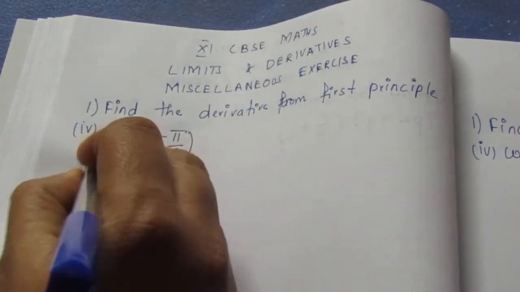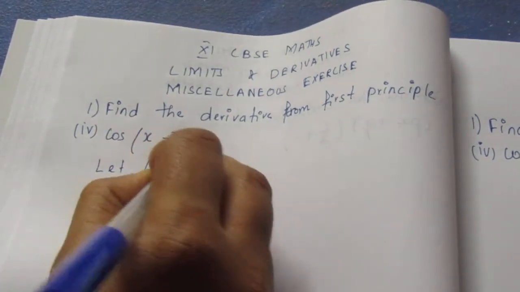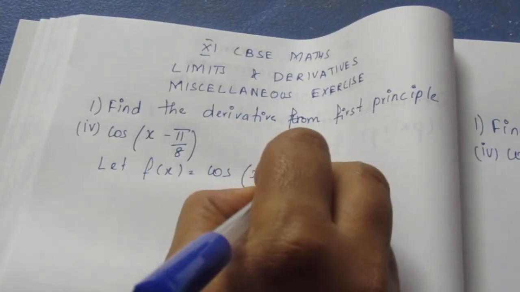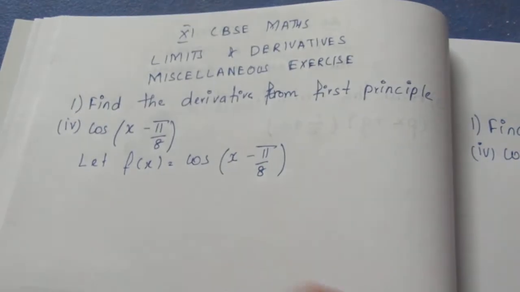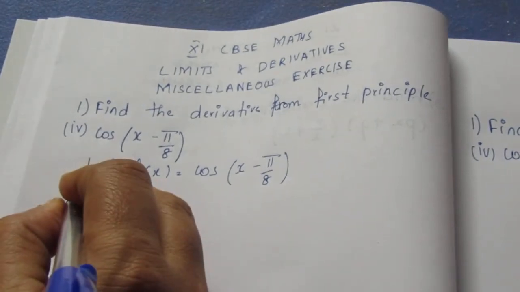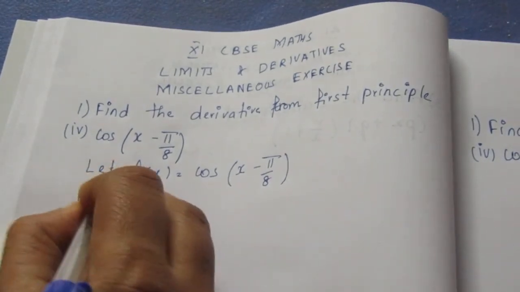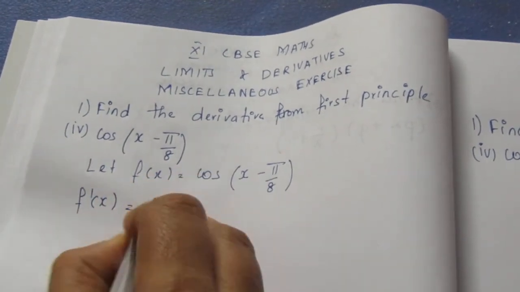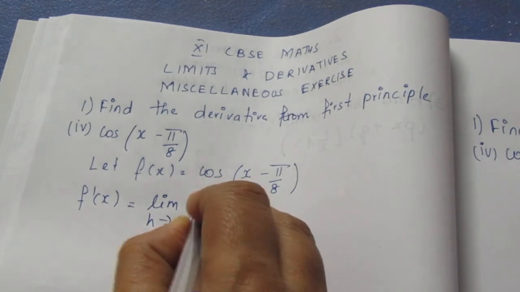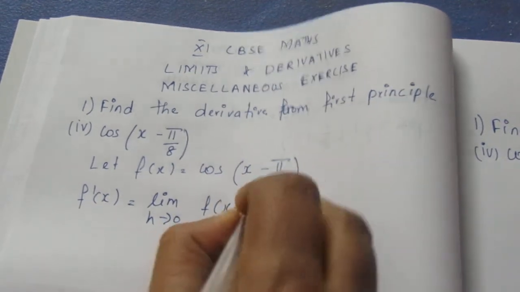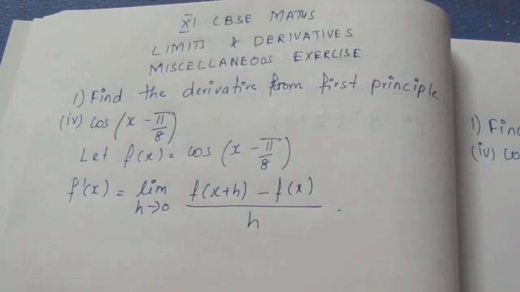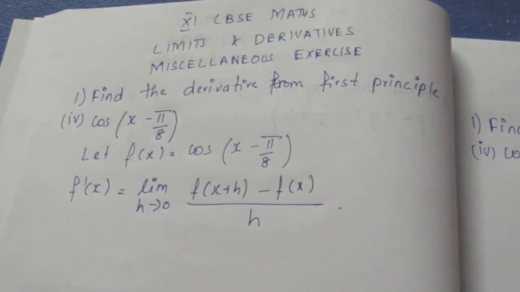For that, always take let f of x be equal to the given question, that is cos(x minus pi by 8). Now we want the formula for the first principle, which is f dash x is equal to limit h tends to 0 of f of (x plus h) minus f of x, by h. This is the first principle formula. We are going to apply this formula.